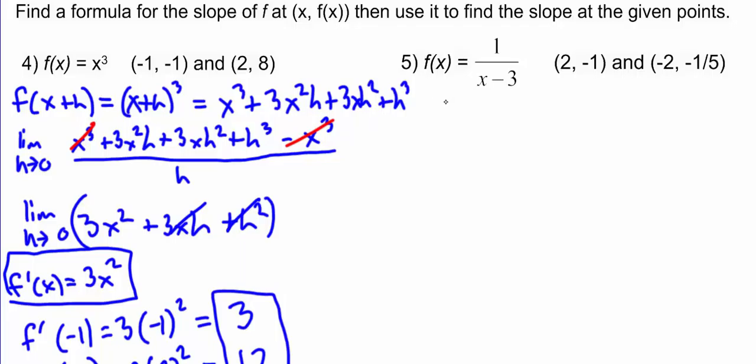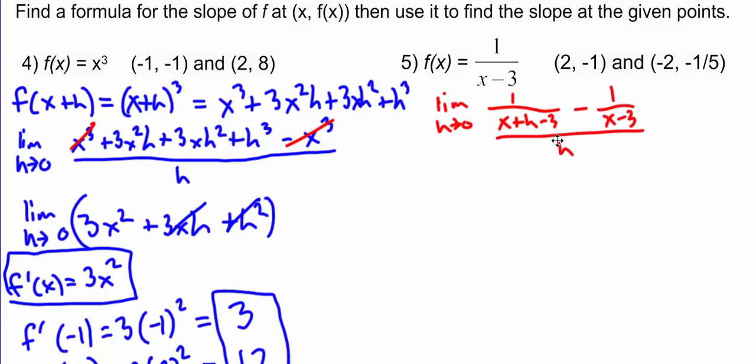All right, let's take a look at number 5. It's really the same instructions as 4, same kind of idea, just a little bit different algebra hoops to jump through. So we're going to do the limit as h approaches 0. Now in this case, f of x plus h is just simply 1 over x plus h minus 3. Then we would subtract the function f of x, and don't forget to leave a little space to divide by h.